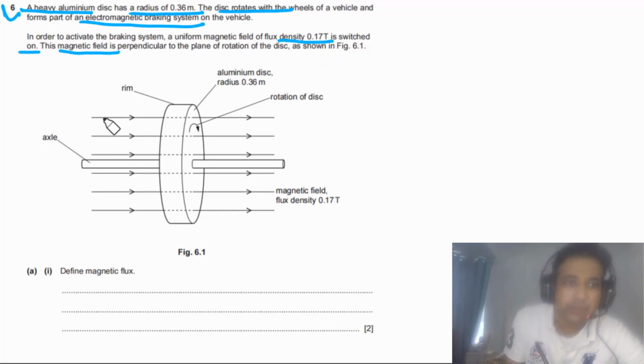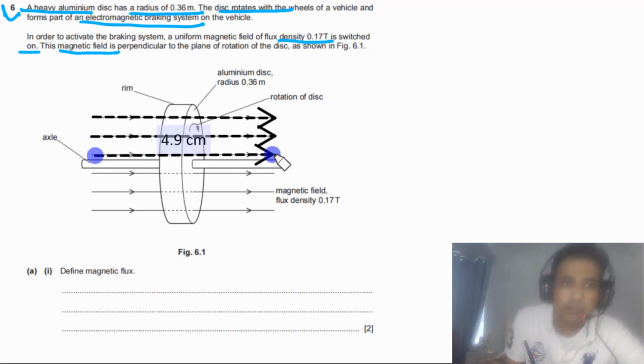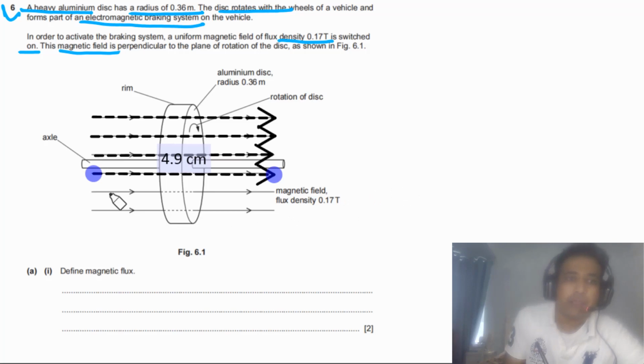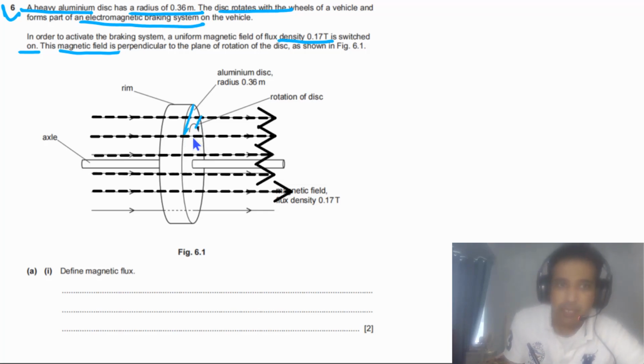So if you look at figure 6.1, we have the magnetic field. These arrows are representing the magnetic field. We can draw some arrows here so you can get a better idea. The area we have to consider has to be perpendicular to these lines, so the angle has to be 90 degrees. This is the area we have to consider. So this area is perpendicular to the magnetic field lines.